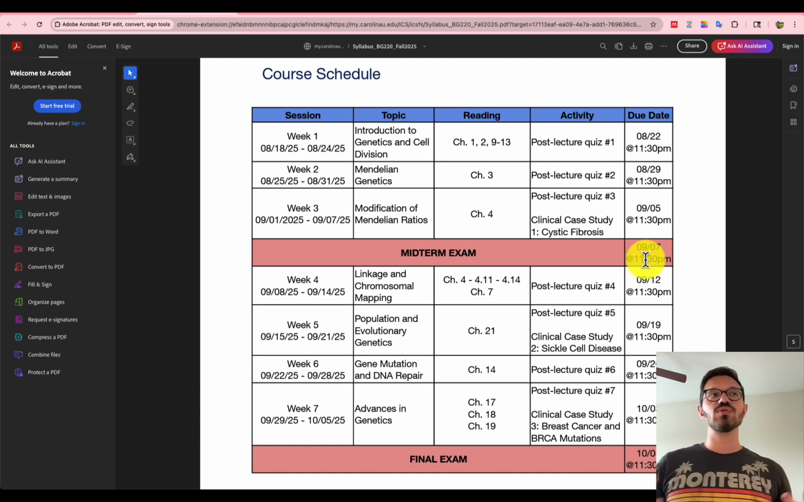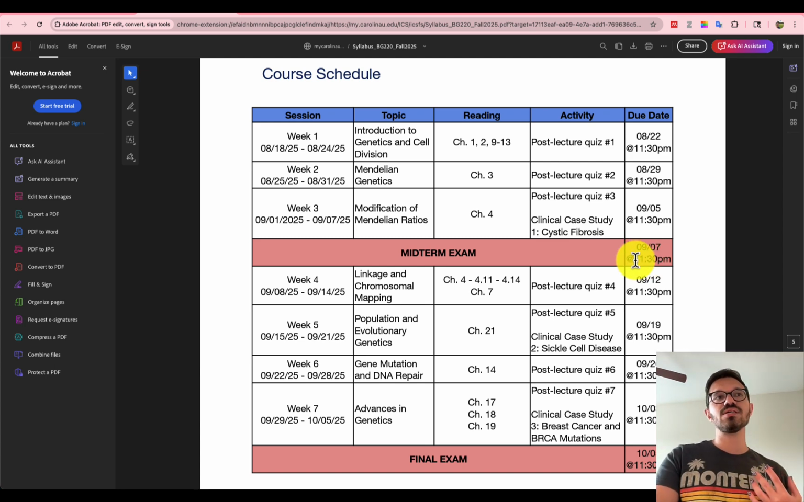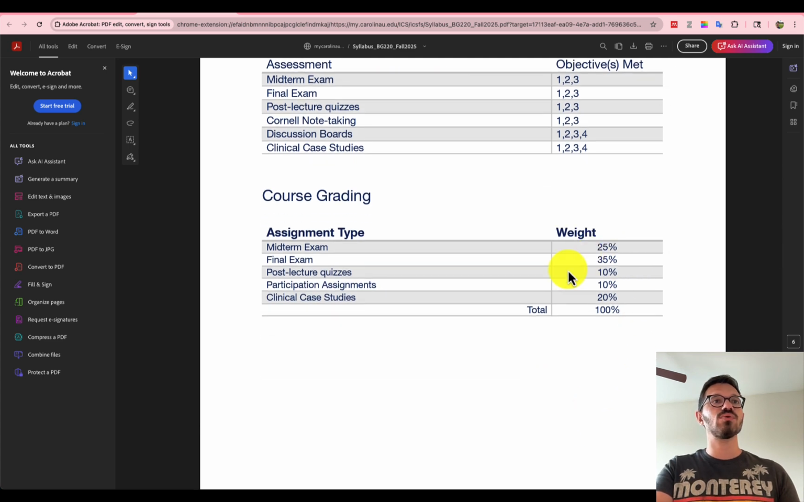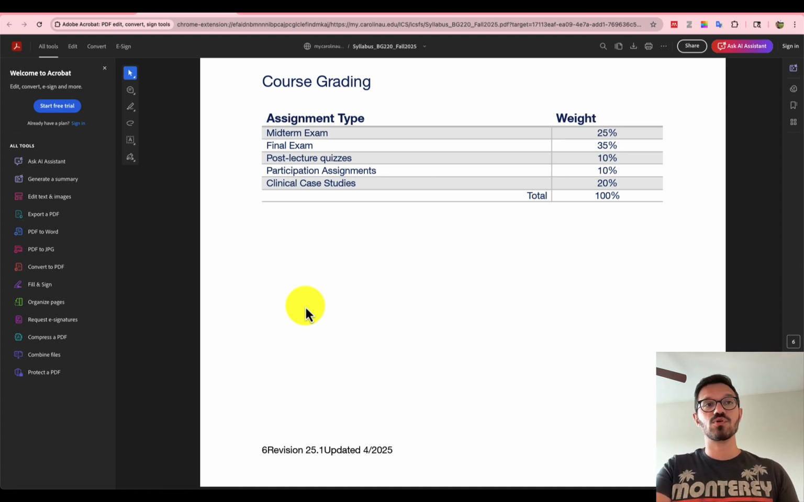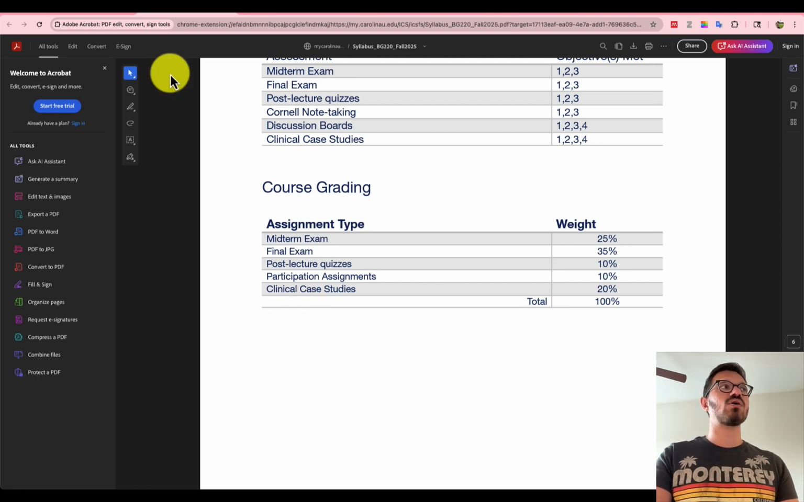Okay, but then for instance, here you see when our midterm exam is scheduled. So usually the midterm and the final exam, they open on a Friday and they close by the Sunday of that week. So you can see the due dates here as well, and the due dates for each clinical case as well. Okay, the syllabus also shows you how much those assignments are worth. So just make sure you put a lot of effort into taking the exams and the clinical cases as well, because they are worth more than half of your grade. And I am very picky about how these things are presented.